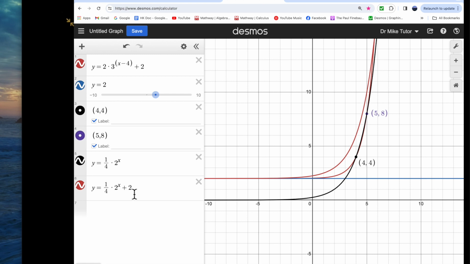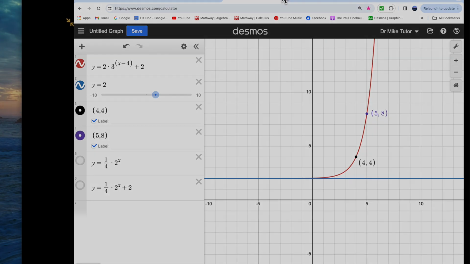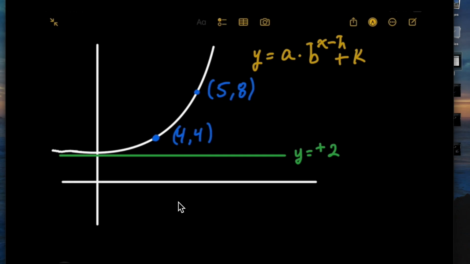The bottom line, folks, is you cannot use that technique whenever you are dealing with a graph that has a horizontal asymptote other than y equals 0. So now I'm going to come back and show you how to get the equation of this graph with the horizontal asymptote at y equals 2. Okay, I've recreated that graph on my chalkboard. And folks, we're going to use this transformation equation right here.